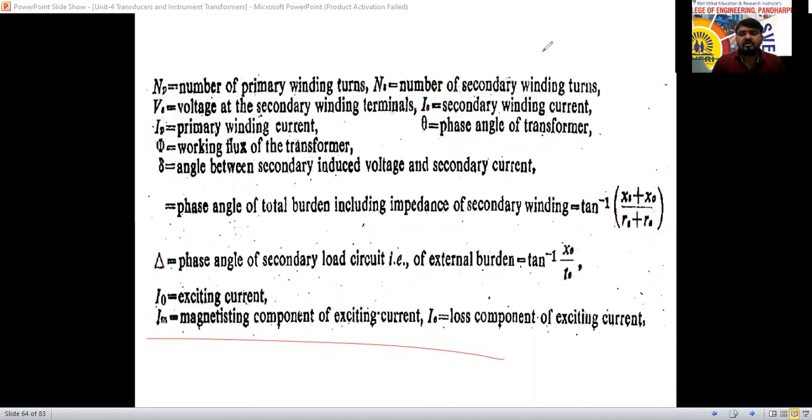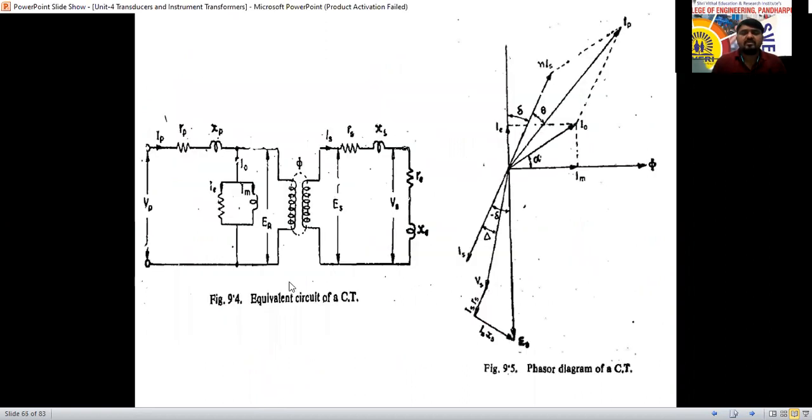You remember that one. Next we'll go for the equivalent diagram of the single phase transformer. According to that equivalent diagram, we have drawn the phasor diagram here. So this is the equivalent diagram, and according to that, we have drawn the phasor diagram.